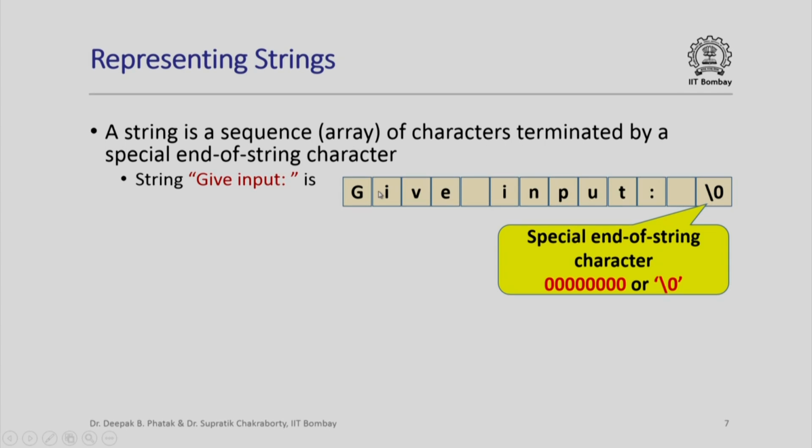So, you have uppercase G, lowercase i, lowercase v, lowercase e, then a space which is a character, then lowercase i n p u t colon, and then there is a space which is also a character in the string, and at the end of it you have a special end of string character which is the character denoted by the all 0 unsigned 8-bit integer. We also represent it using \0 when we use it in programming.